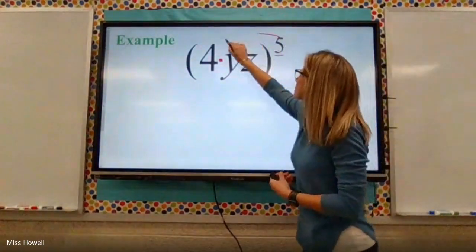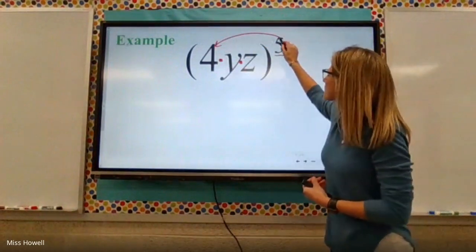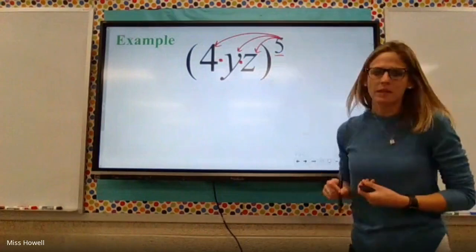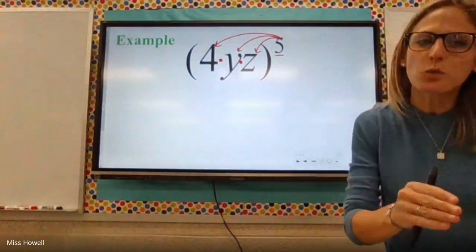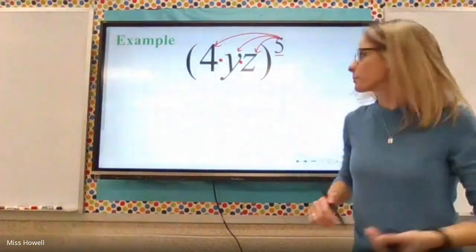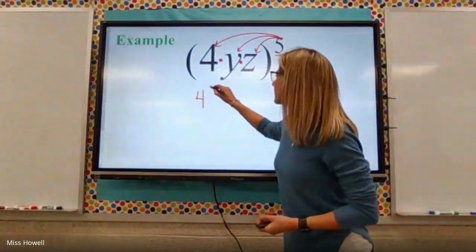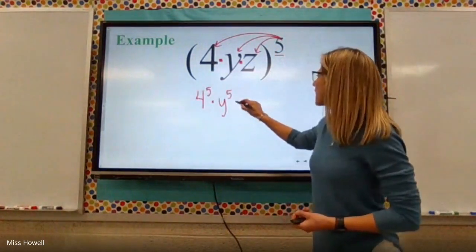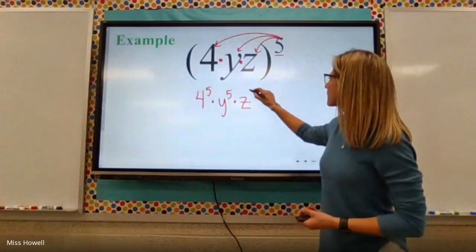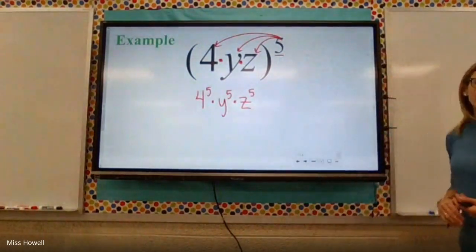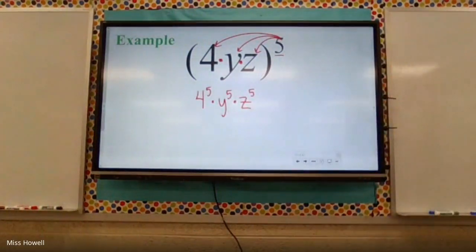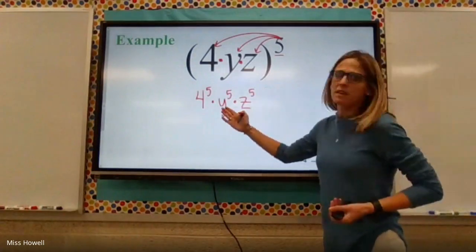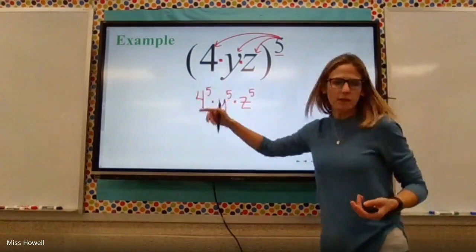So this 5 is going to go to the 4, it's going to go to this y, and it's also going to go to the z. It goes to every individual part of that multiplication problem. Right, so we have a 4 to the 5th times a y to the 5th times a z to the 5th. And then we would go and say, can we keep going with anything? In this case, z to the 5th, we're stuck with that. Right, y to the 5th we're stuck with, but 4 to the 5th we could write better.